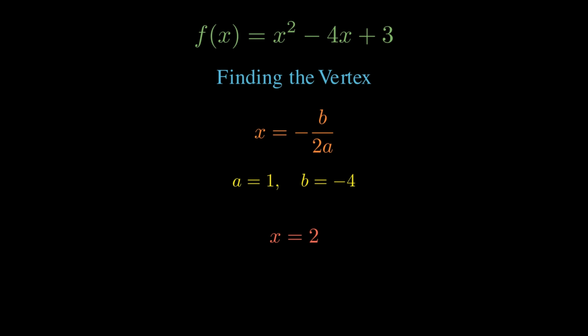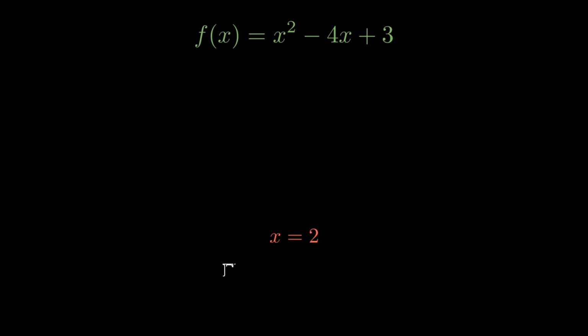Now that we have the x-coordinate, let's find the y-coordinate by substituting x equals 2 back into our original function. We calculate f of 2 equals 2 squared minus 4 times 2 plus 3. This becomes 4 minus 8 plus 3, which equals negative 1. Therefore, our vertex is at the point (2, negative 1). This is the minimum point of our parabola since a is positive.